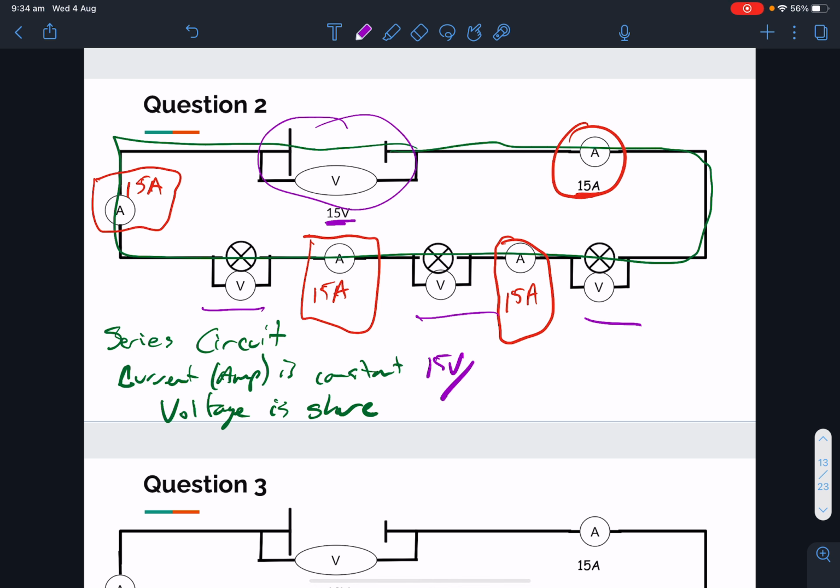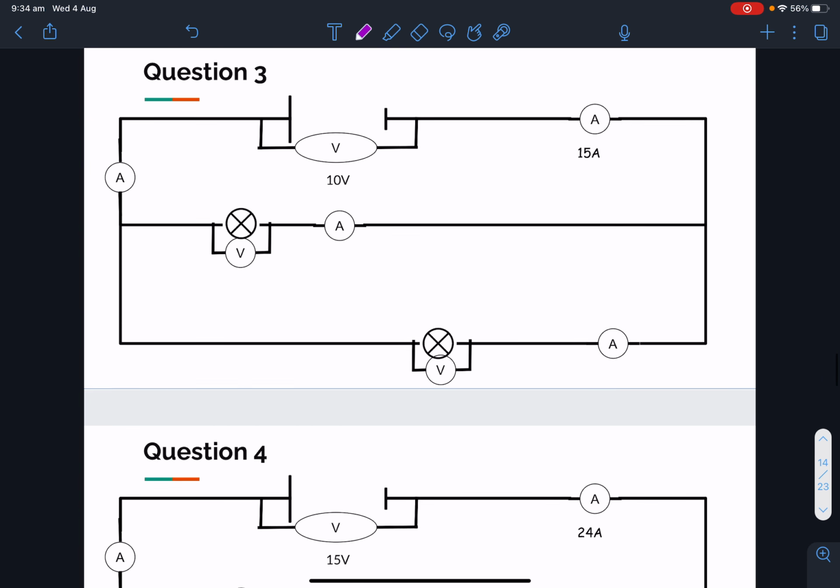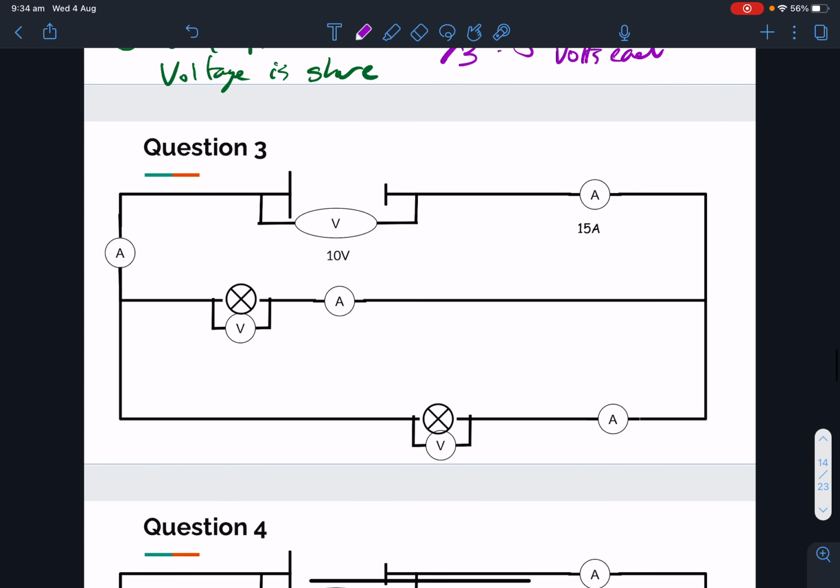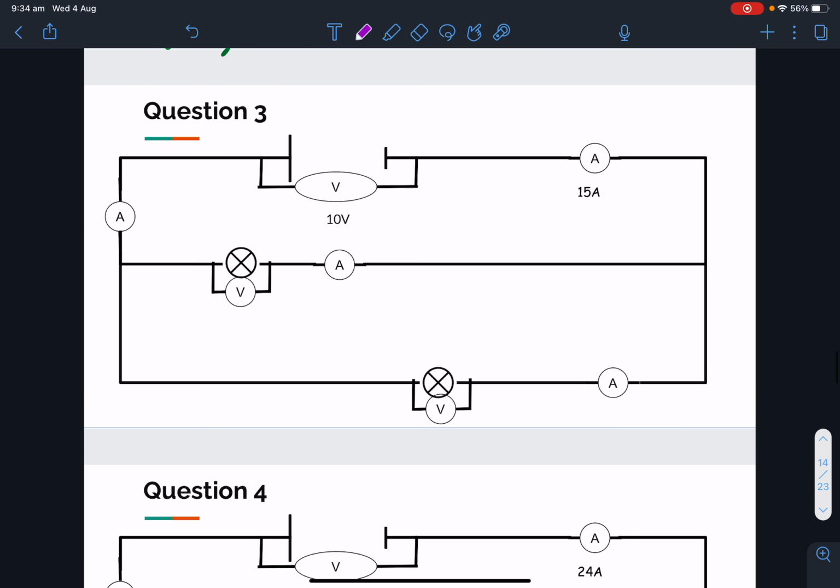15 volts divided by 3 equals 5 volts each. So underneath each of them, I'm going to write 5 volts in my bad handwriting. All right. What I might do is skip ahead a bit. Well, nah, I won't skip ahead too much. I'll do this question 3 because now we've got a parallel circuit.